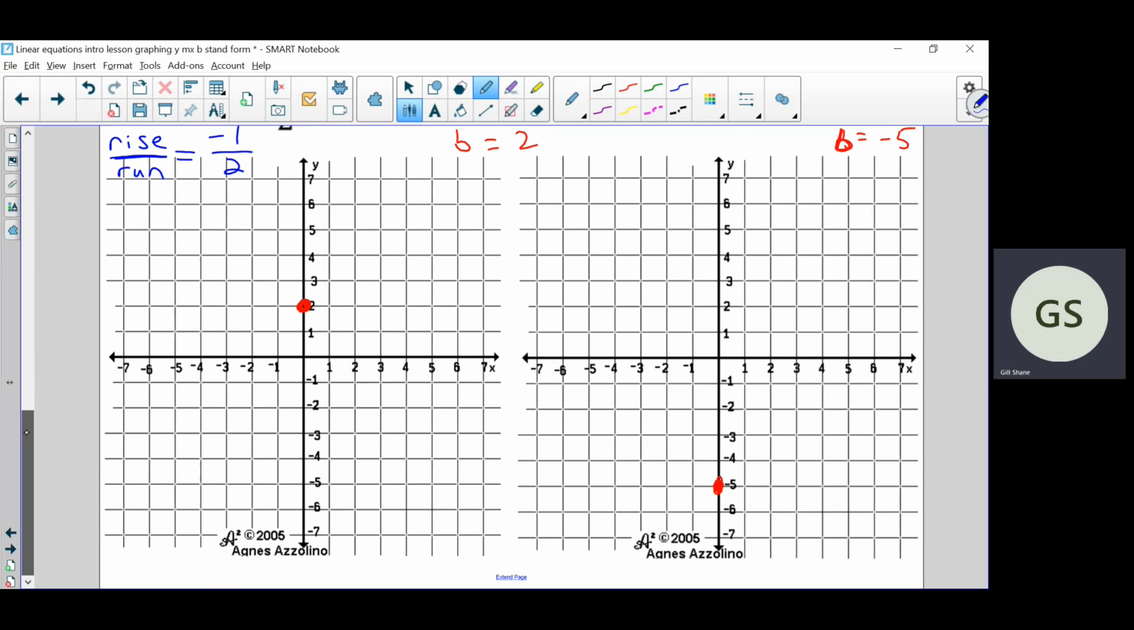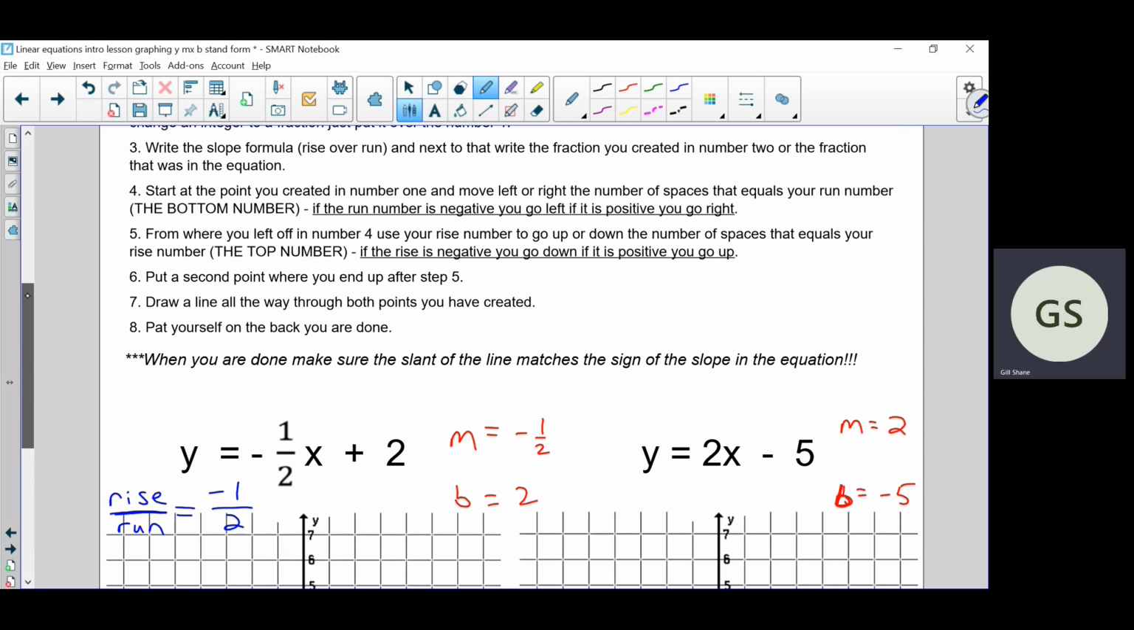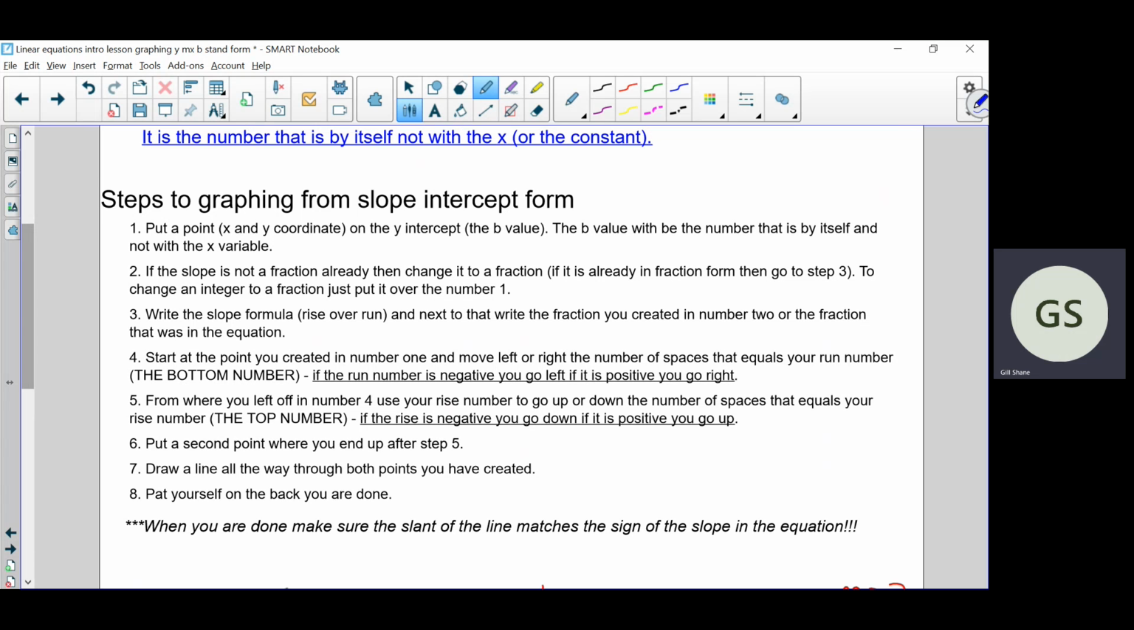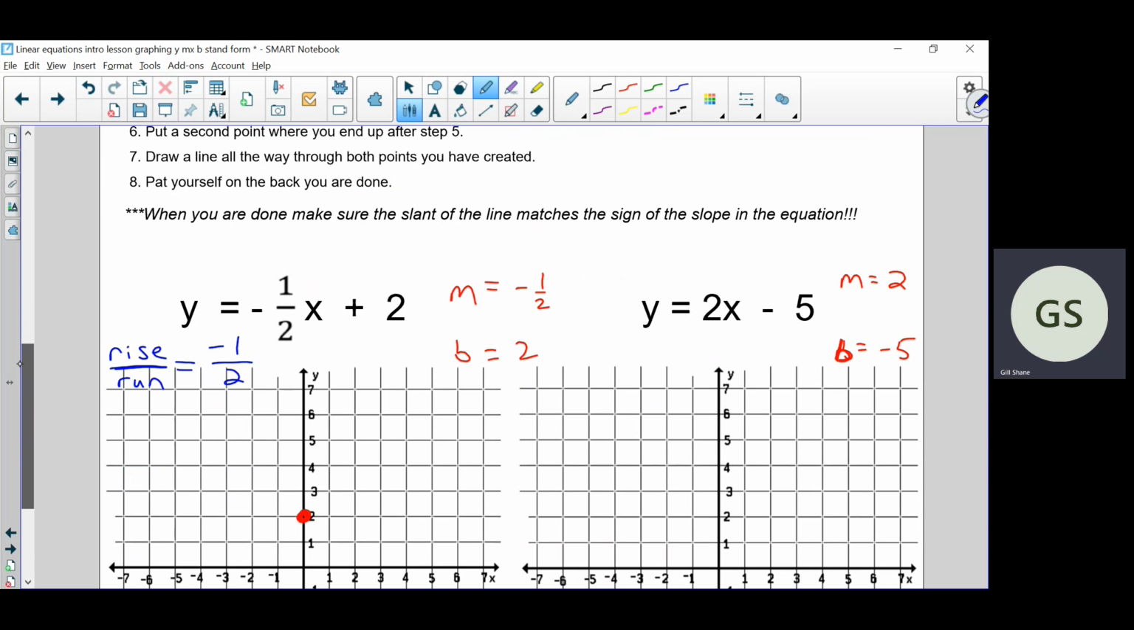I don't believe I put it on this page, like which directions you go and all that stuff, but you could use step 4. So again, if the run number is negative, go left. If it's positive, go right. If the rise number is negative, go down. If it's positive, you go up. So I'm kind of using that.